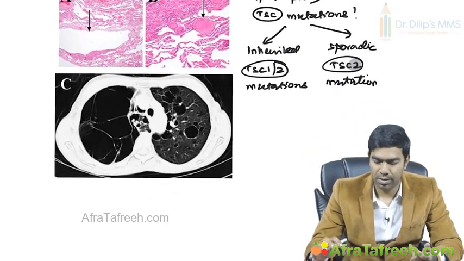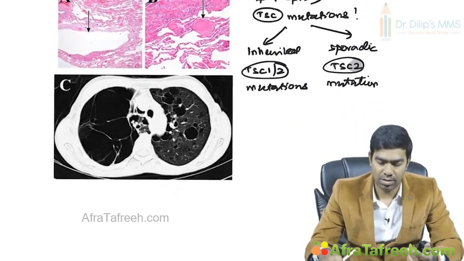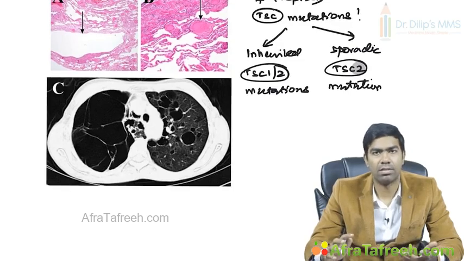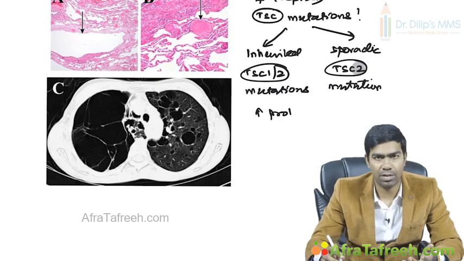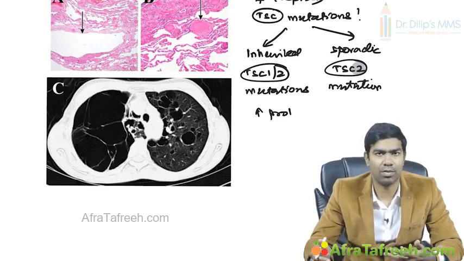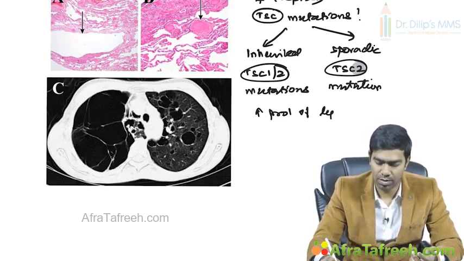Apart from that, you can have this disease probably due to excessive proliferation of lymphatic smooth muscle. This is the pathophysiology that was said to be the reason for LAM, excessive proliferation of lymphatic smooth muscle.